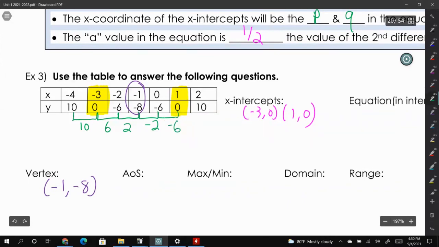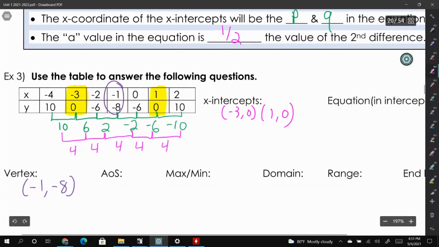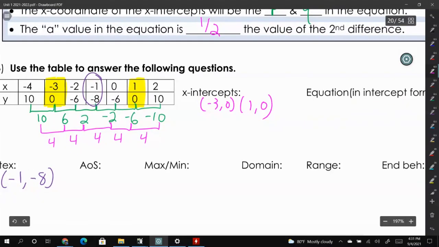Negative 6 minus 0 is negative 6, and 0 minus 10 is negative 10. And the second difference, 10 minus 6 is 4. 6 minus 2 is 4. 2 minus negative 2 is 4. Negative 2 minus negative 6 is 4. And negative 6 minus negative 10 is 4. So that means our a value is going to be half of that, or 2.